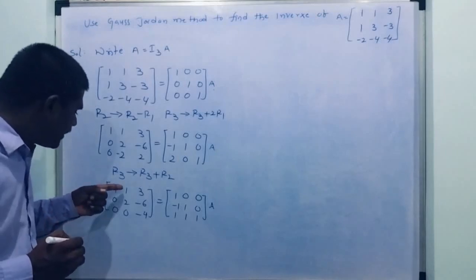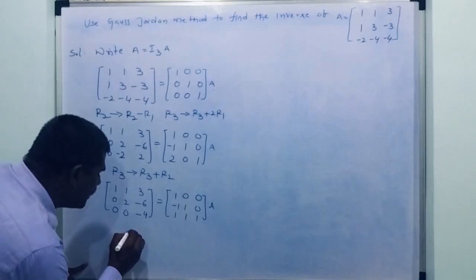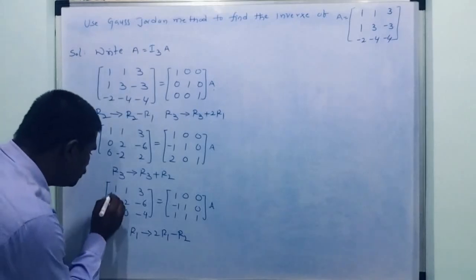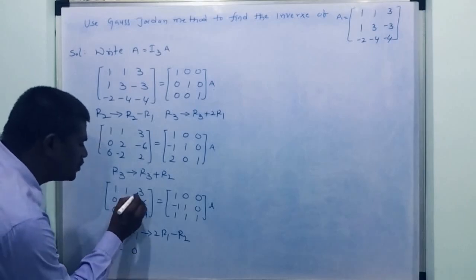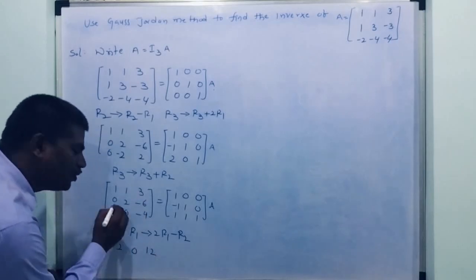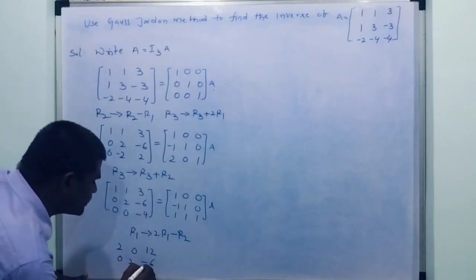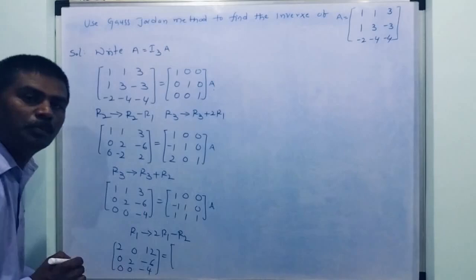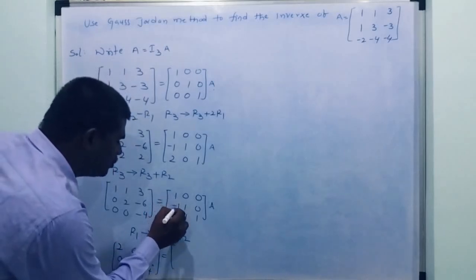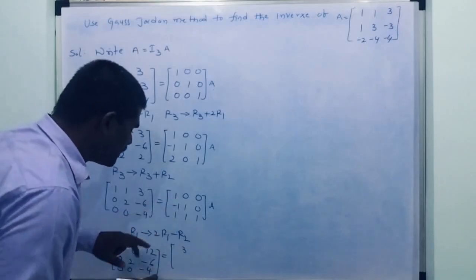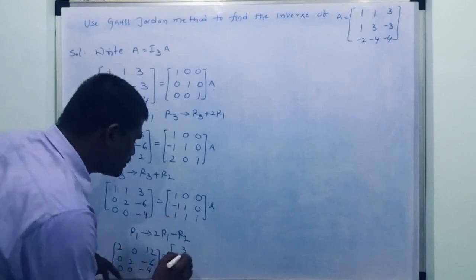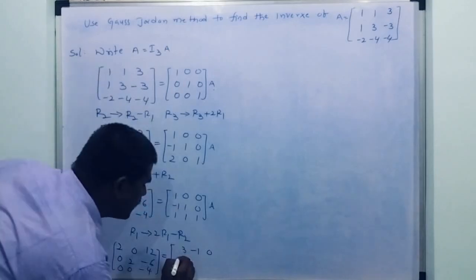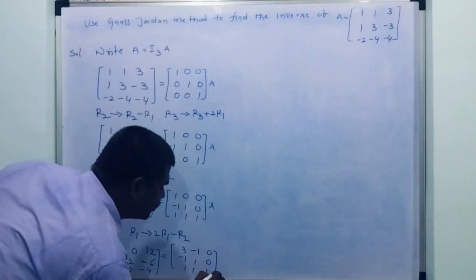Now use this element and make this one 0. That means R1 tends to 2R1 minus R2. So 2 minus 2 is 0, 2 minus 2, 6 plus 6 is 12. No change in the rest of the rows: 0 2 minus 6, 0 0 minus 4. The same row operation should be applied on the prefactor, which means 2R1 minus R2: 2 minus 1, 0 minus 1, 0 minus 0. No change in the rest of the rows: minus 1 1 0, 1 1 1, into A.